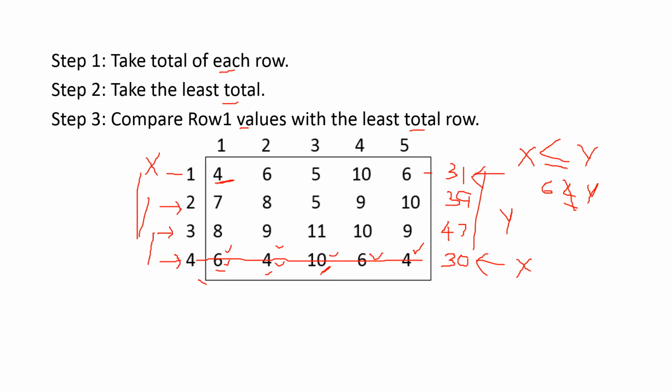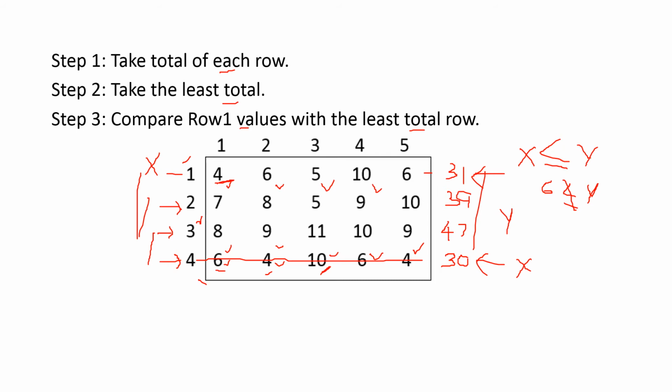So first and second, compare it. 4 is less than 7, it is okay. 6 is less than 8, okay. 5 is equal to, okay. But here see, 10 is greater than 9, so no dominance. Okay. Now compare the first row and the third row.